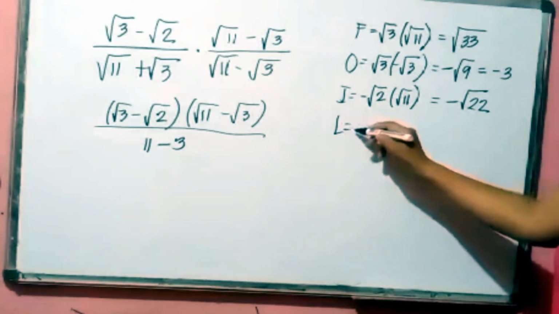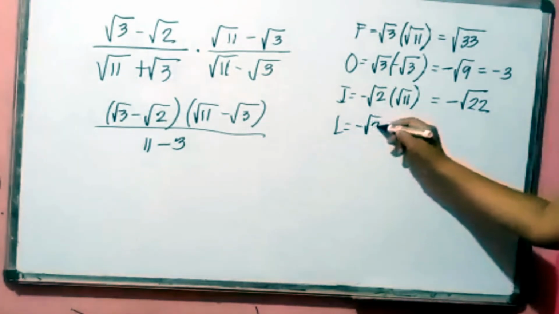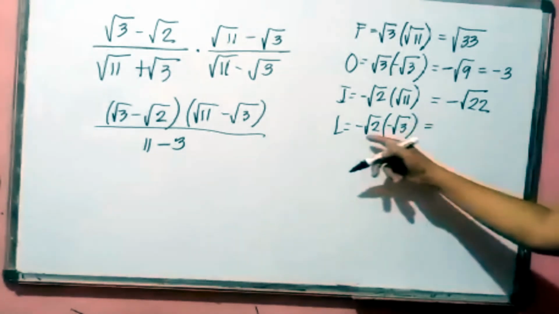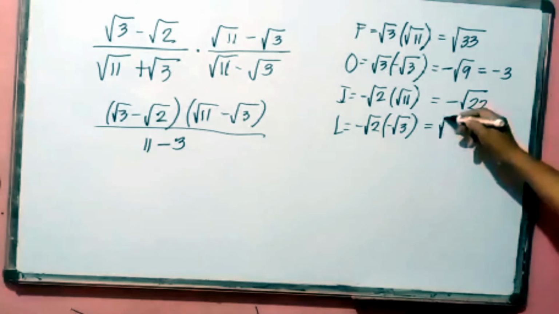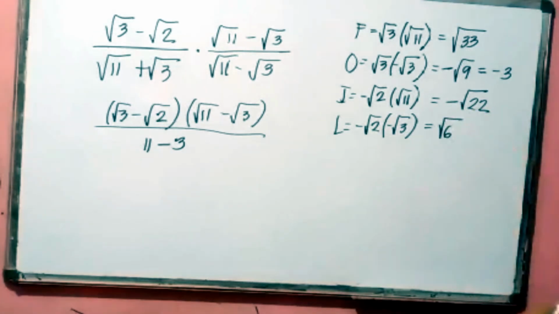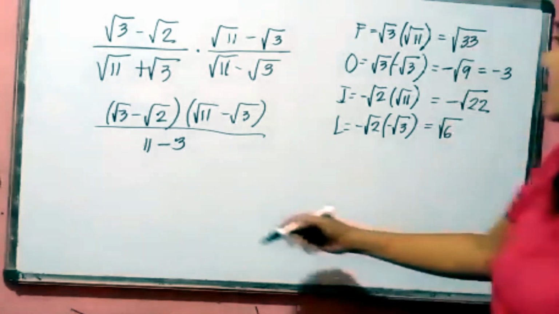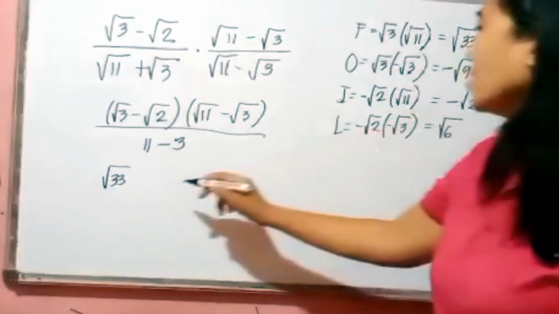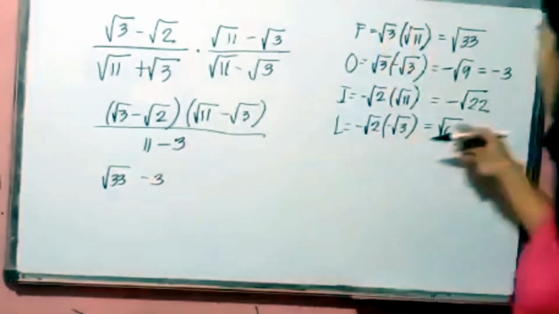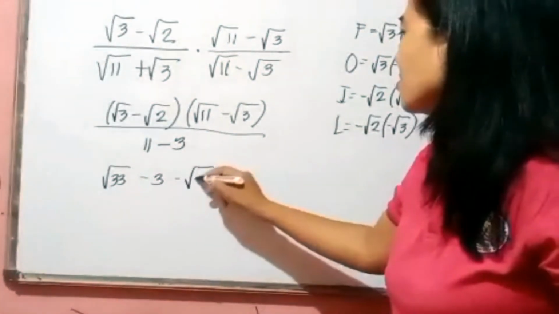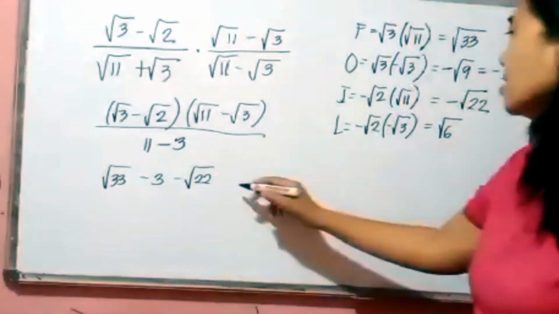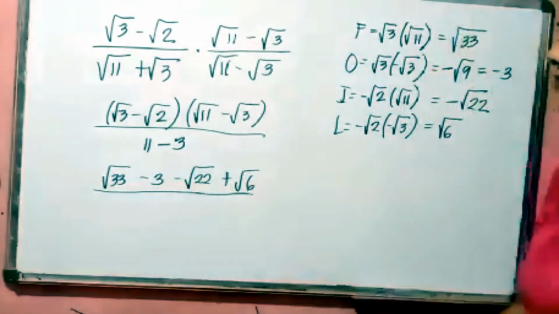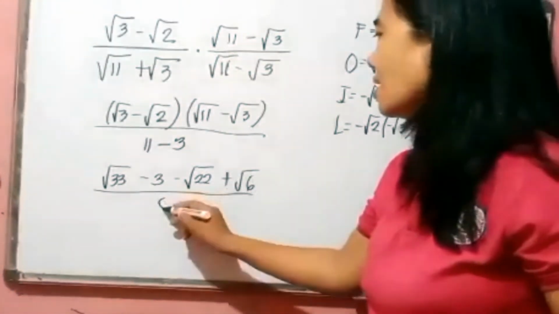Last terms tayo, so meron tayong negative square root of 2 times negative square root of 3. So, dalawang negative, that's positive. 2 times 3 is 6. Okay? Let us write them horizontally. So, meron tayong square root of 33. Meron tayong negative 3, and negative square root of 22. Tapos, positive square root of 6. Over, 11 minus 3 is 8.